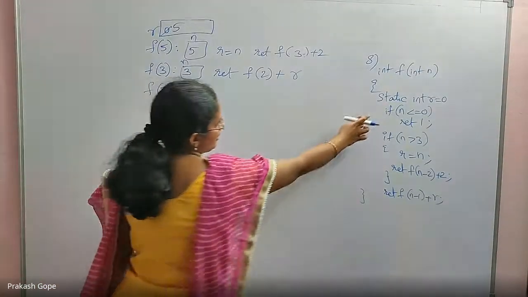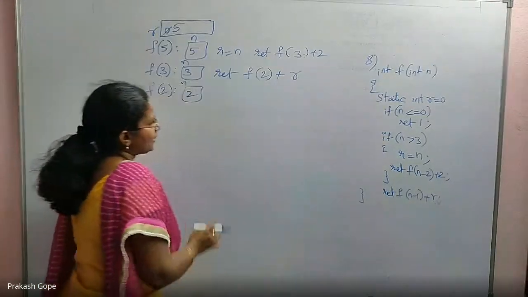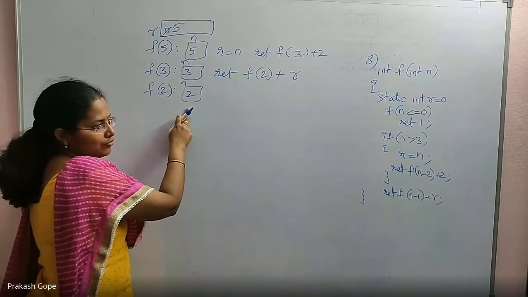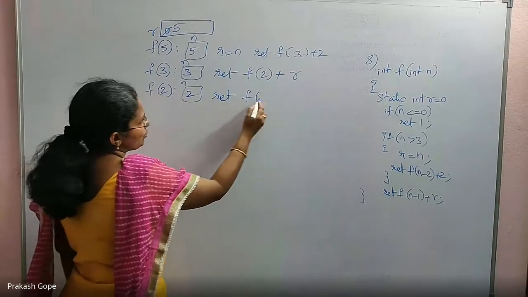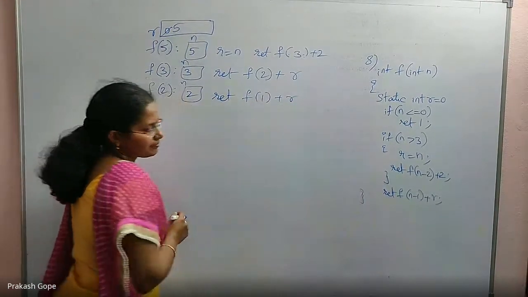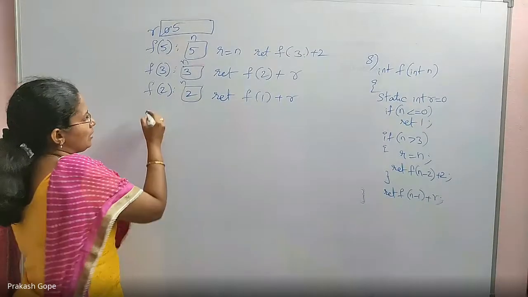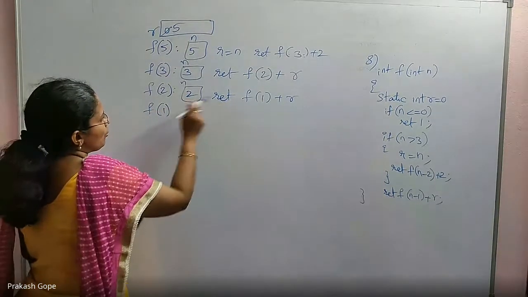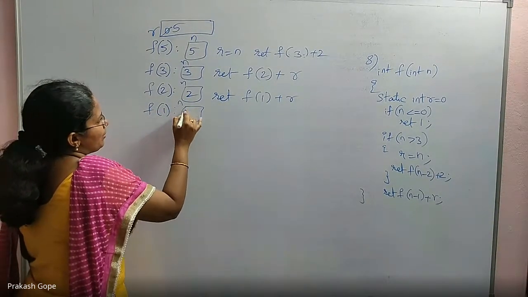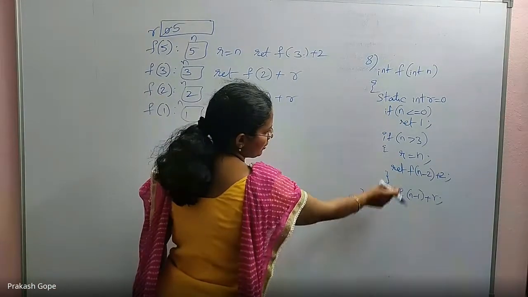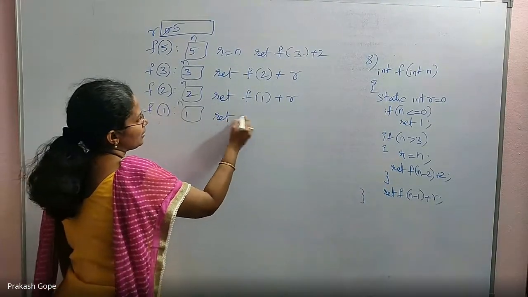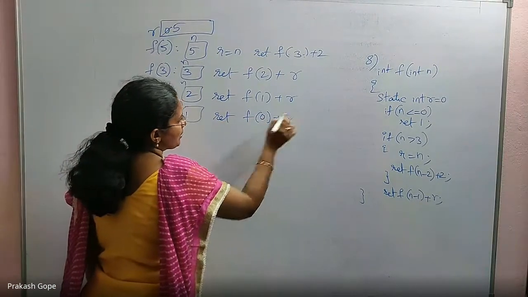Okay, n less than or equal to 0 is false. N greater than 3 is also false. So again the same line: return f of n minus 1, that is 2 minus 1, 1, plus r. I am not substituting r value again. Then f of 1 is called. N value is copied with 1. This is false, this is false. So again the same: return f of n minus 1 plus r.